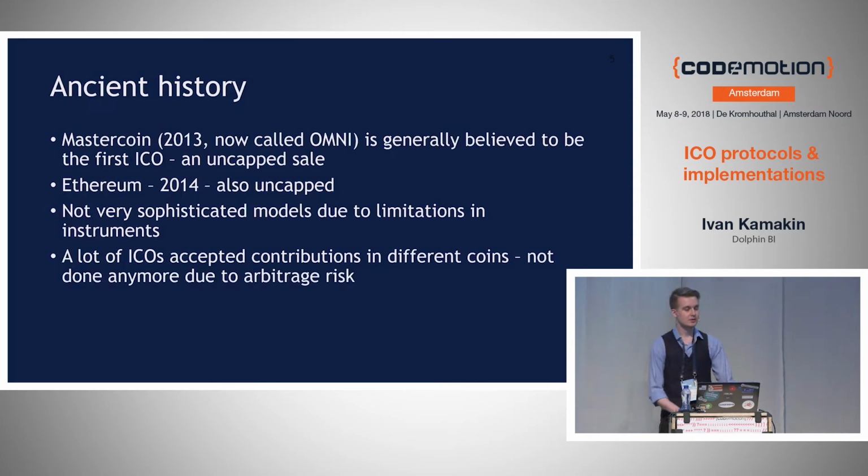A bit about how it all started. The first ICO known of is Mastercoin in 2013. It was a simple uncapped sale, which means you publish an address and you receive the blockchain's native tokens onto it. Here it was a Bitcoin address, and the respective Mastercoins were sent to Bitcoin users as well, because it was supposed to be an overlay network above Bitcoin. Then there was Ethereum, which also received funding in Bitcoins. Considering that Bitcoin doesn't support sophisticated coding possibilities, the models back then were quite simple. Also, a lot of crowd sales accepted different coins. However, this led to discrepancies due to different exchange rates, so it's not done anymore.